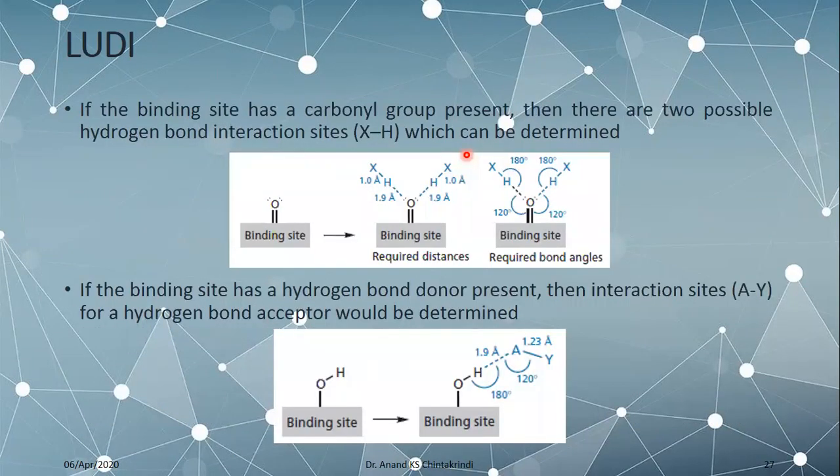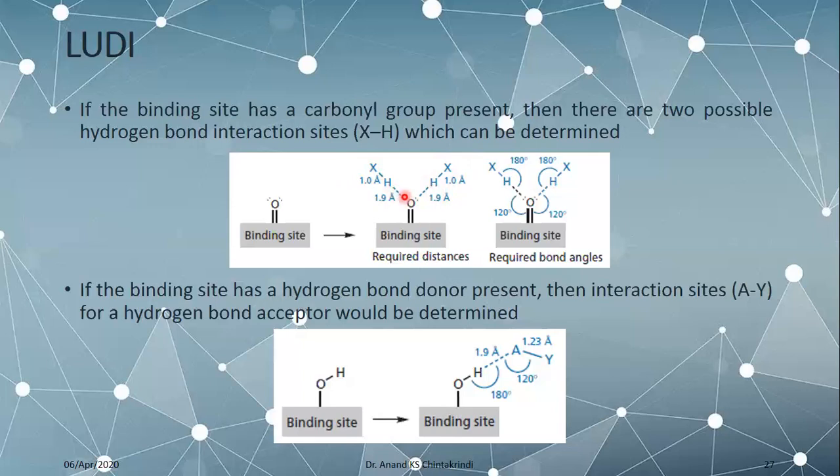If the binding site has a carbonyl group, then there are two possible orientations. If the binding site is a carbonyl group, it is a hydrogen bond acceptor. So there are two possible orientations depending on how the lone pairs are arranged. The lone pairs are arranged at 120 degrees to the pi bond, and these lone pairs interact with the hydrogen. This hydrogen bond interaction site, that is HX, is a hydrogen bond donor in this case.